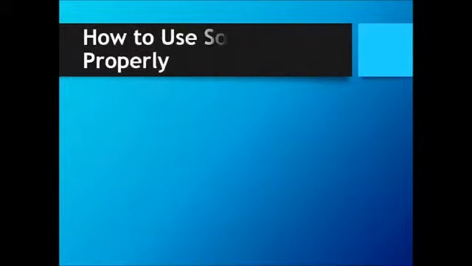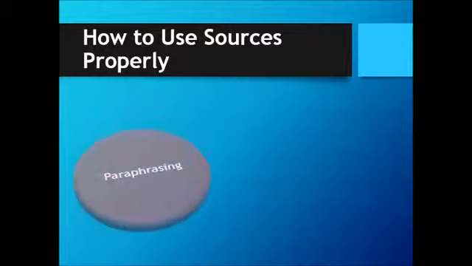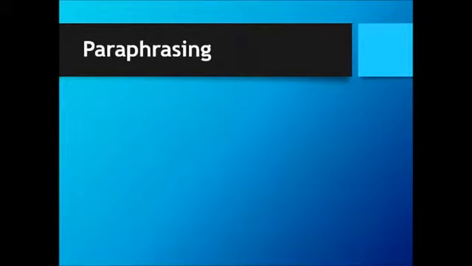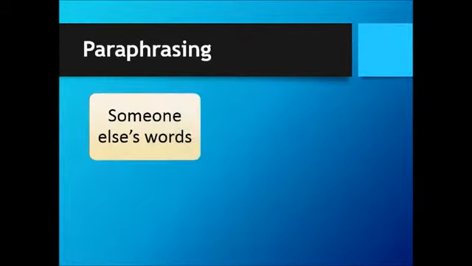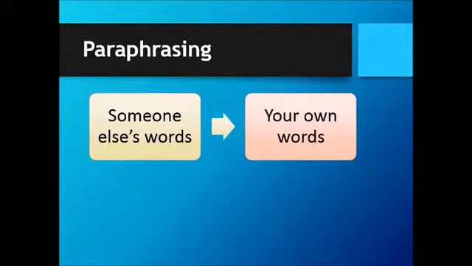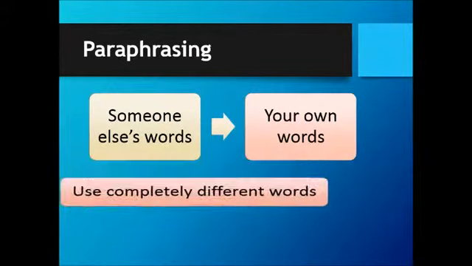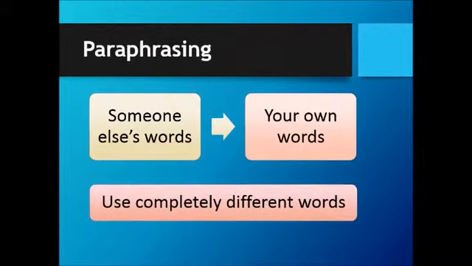Now we will cover the correct way to cite your research sources. These include paraphrasing, summarizing, and quoting. To paraphrase a sentence or passage correctly, express in your own words the original ideas or thoughts of another person. This does not mean just changing out a few words.